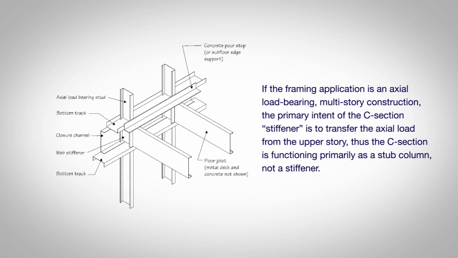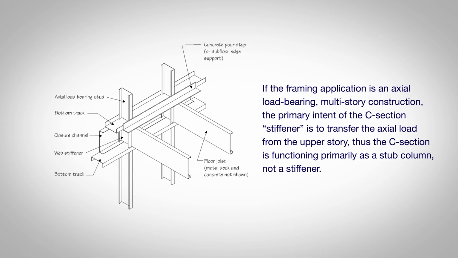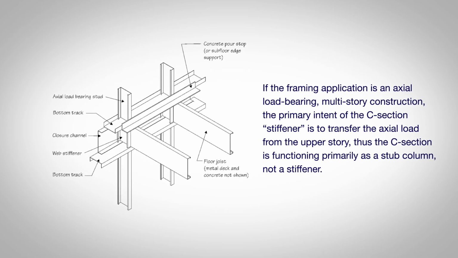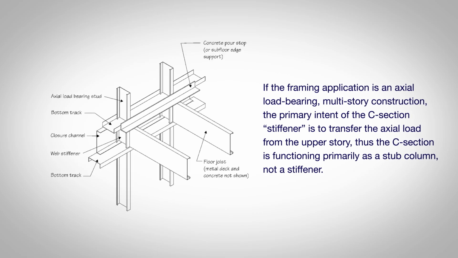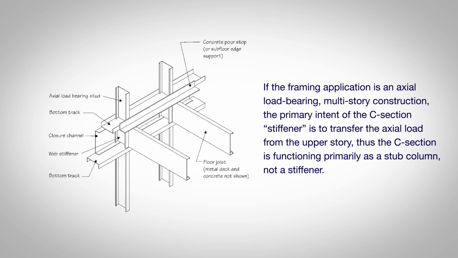If the framing application is an axial load-bearing multi-story construction, the primary intent of that C-section stiffener is to transfer the axial load from the upper story. Thus, the C-section is functioning primarily as a stub column, not a stiffener. Therefore, using engineering judgment, if the C-section is capable of transferring the axial load, it will be more than adequate to function as a stiffener to prevent this web crippling of the joist.